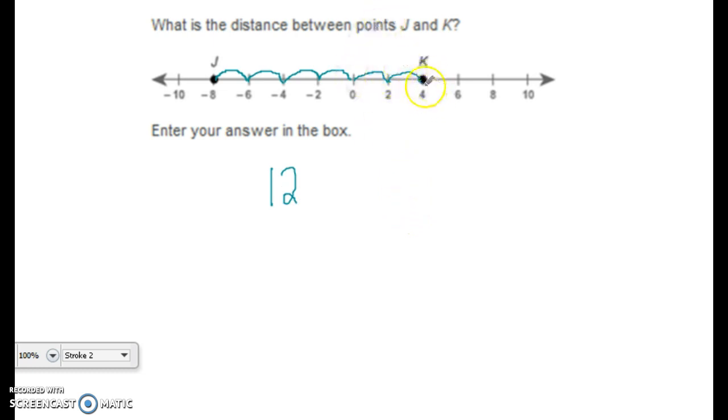Now, if you wanted to, you could take the bigger number and subtract the smaller number. So you could say 4 minus negative 8. And 2 negatives make a positive, so that would still equal 12. You could do it either way.